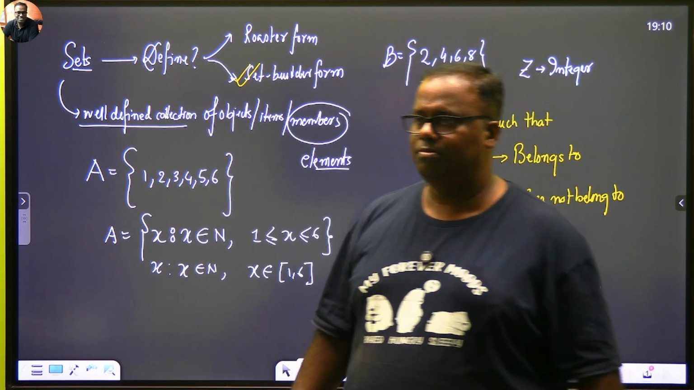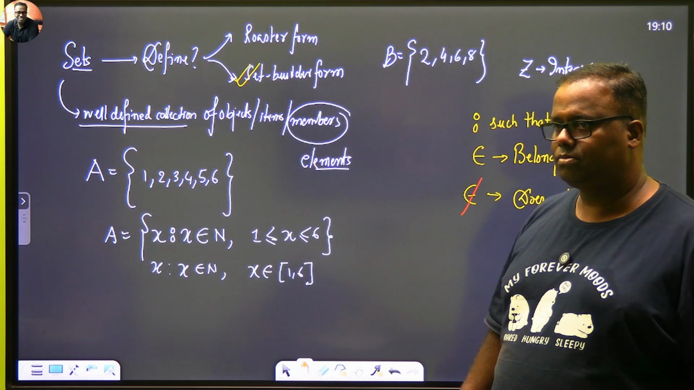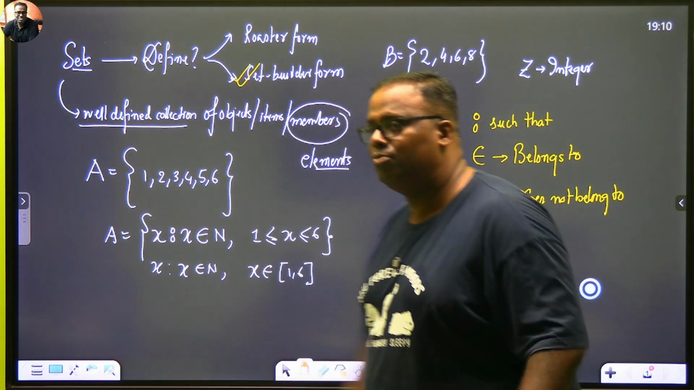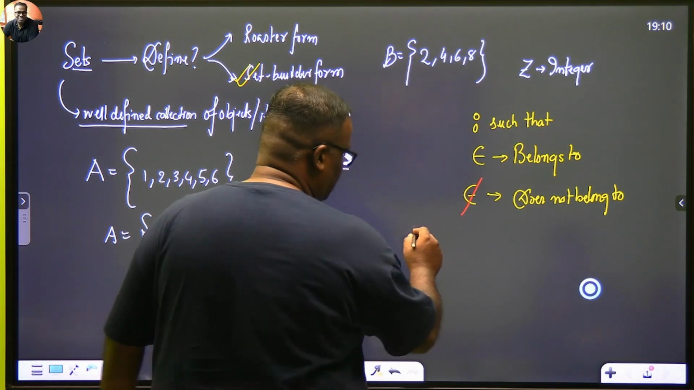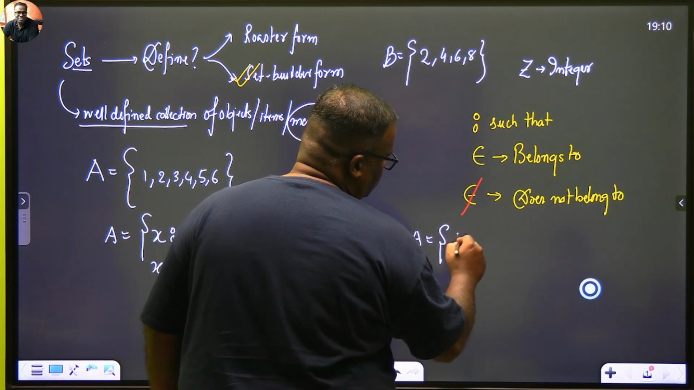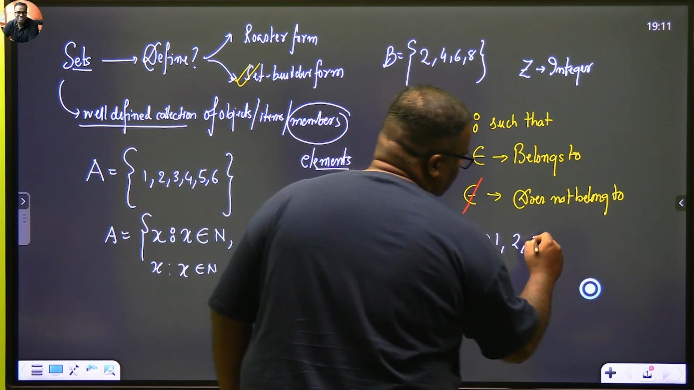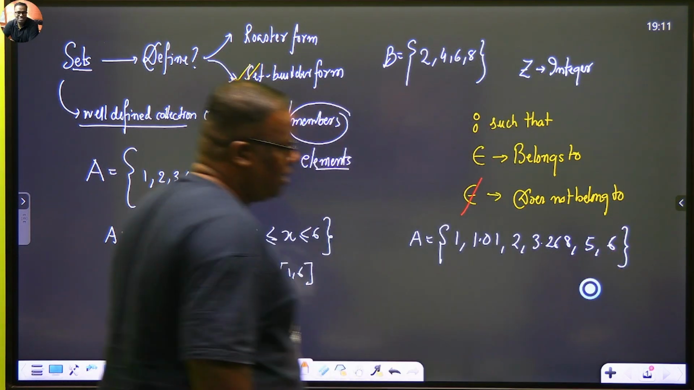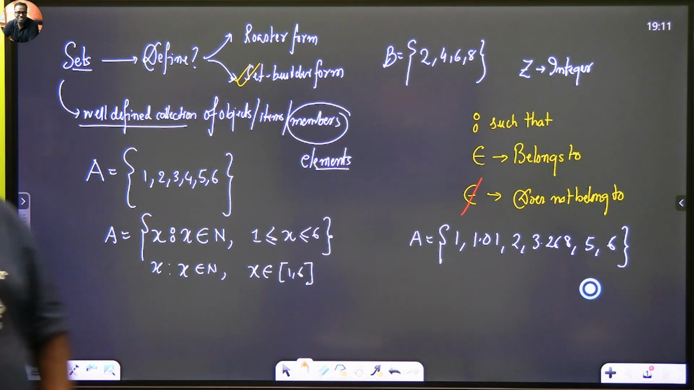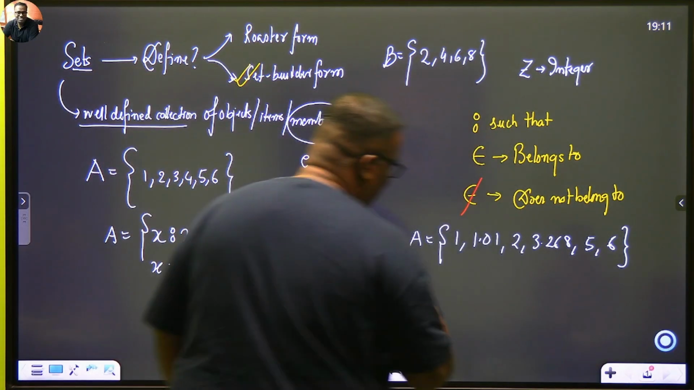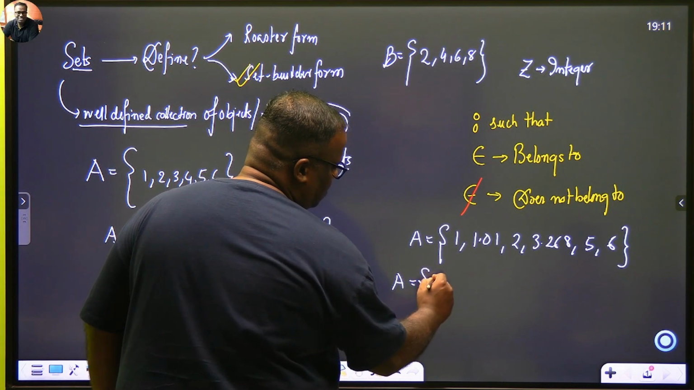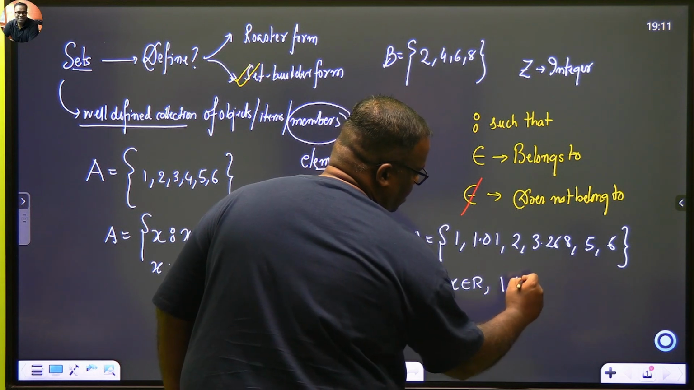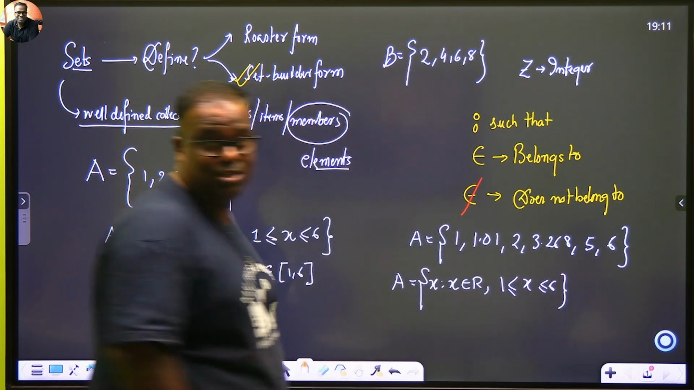If you write it, is it necessary to write that it has to be a rational number? Very nice question. So I build a set like this. A is equal to {1, 1.01, 2, 3.268, 5, and 6}. Now, how do you represent this set in set builder form? Very nice question. I'll write A is a set comprising of X such that X belongs to the real number family and 1 is less than or equal to X less than or equal to 6. Does it make sense now?